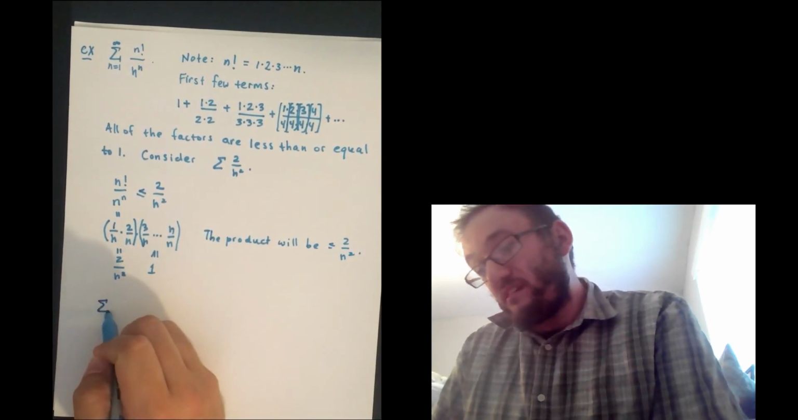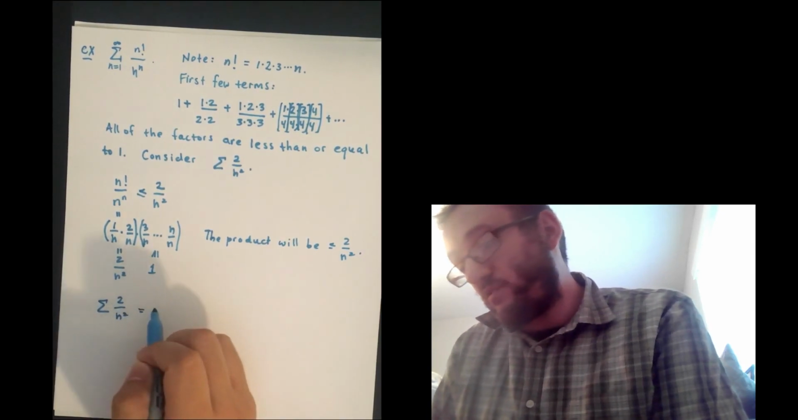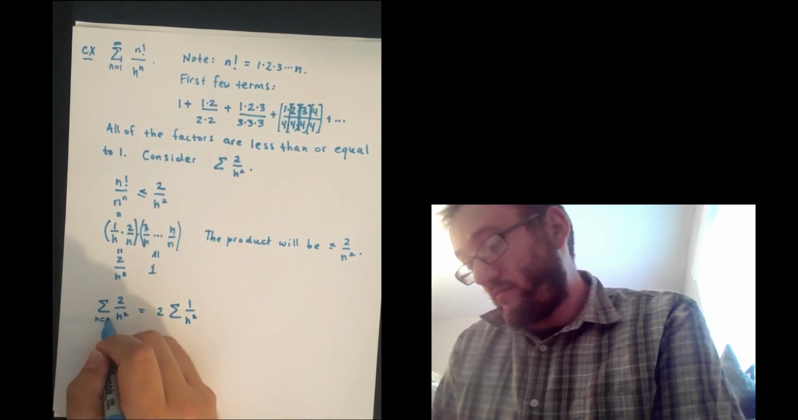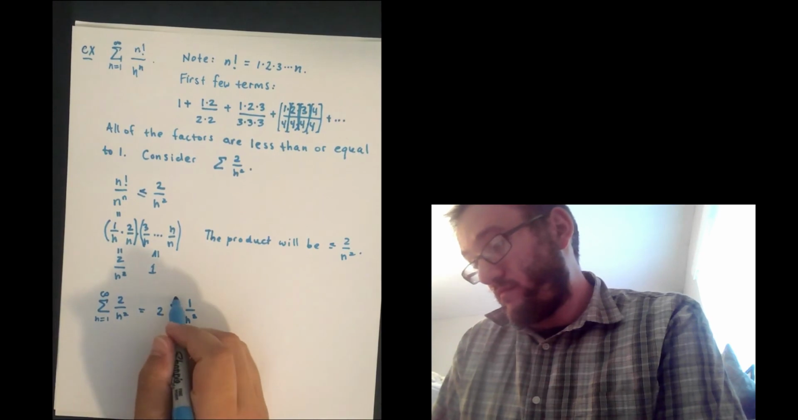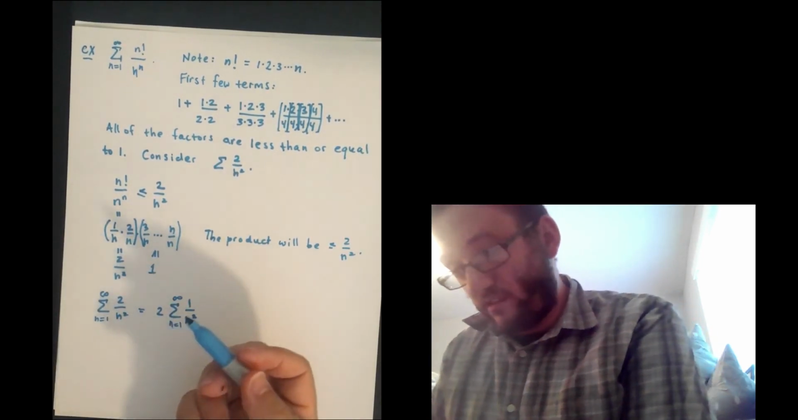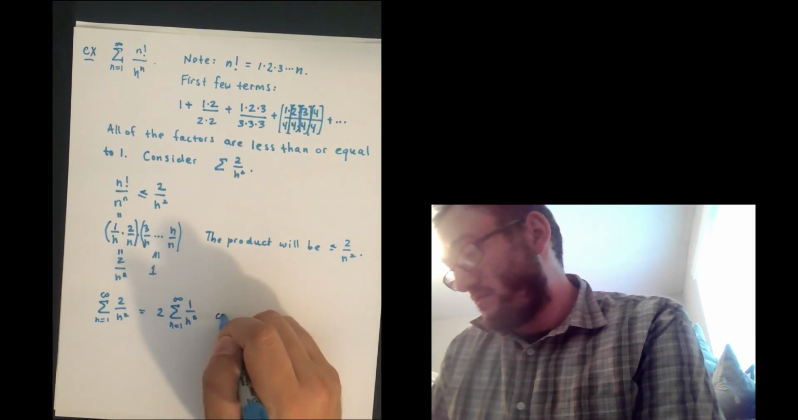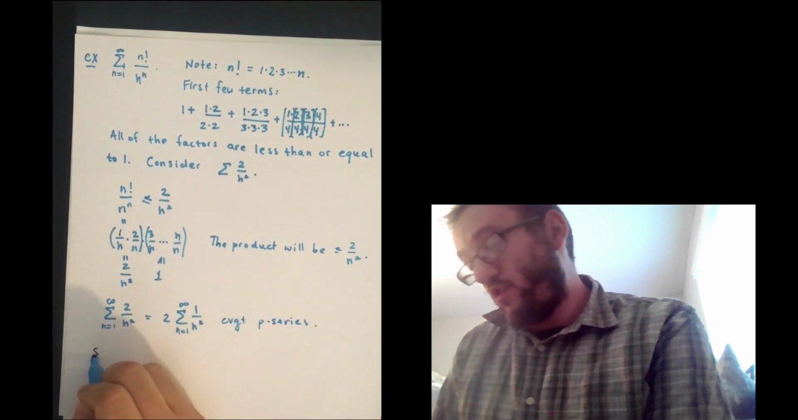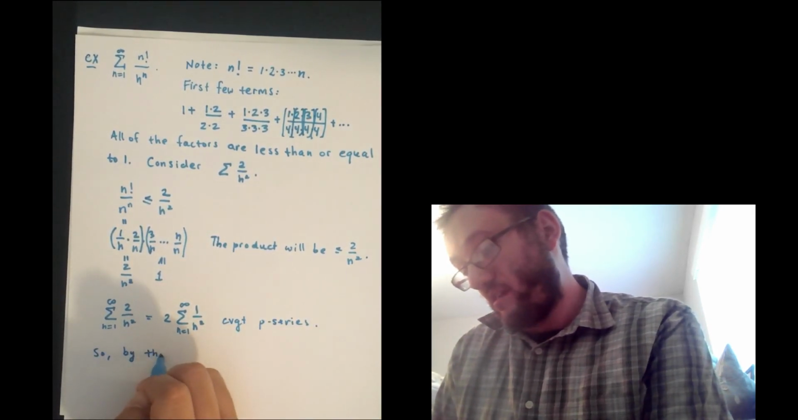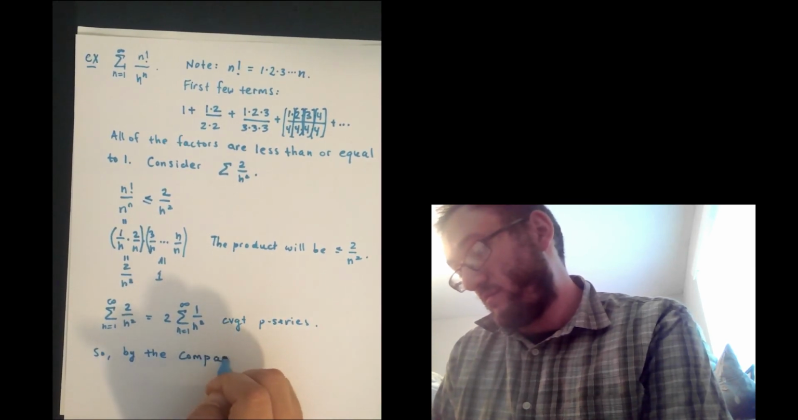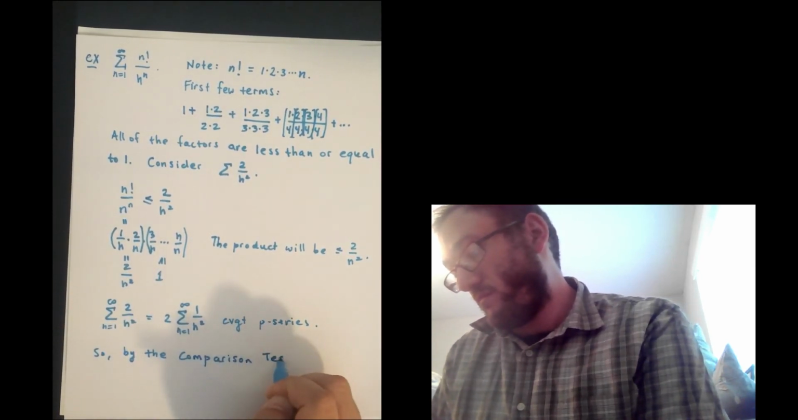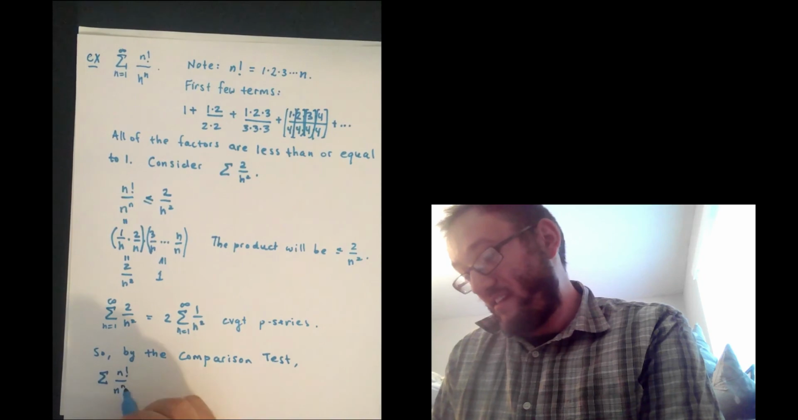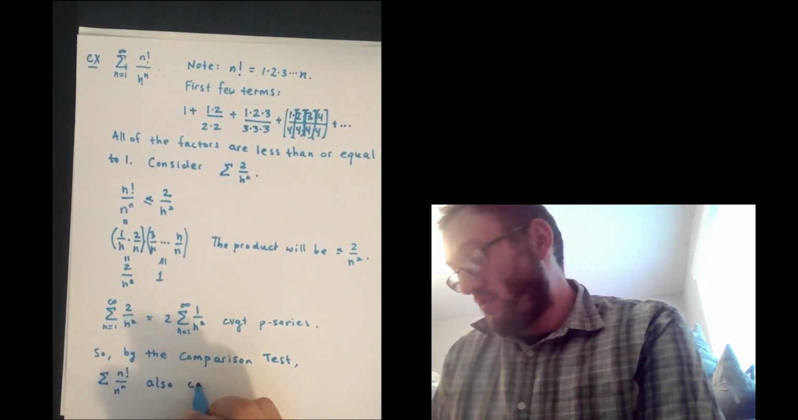But we know that the sum of 2 over n squared is just equal to twice the sum of 1 over n squared, which is convergent, as we know, a convergent p-series. So by the comparison test, our series n factorial over n to the n also converges.